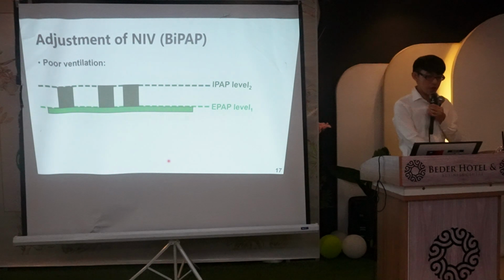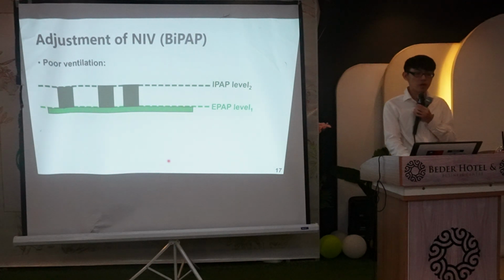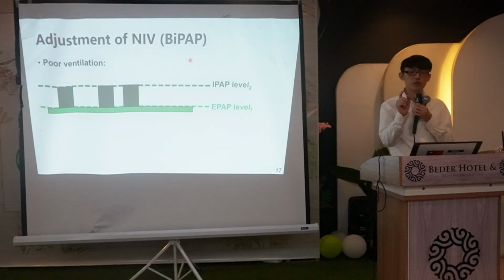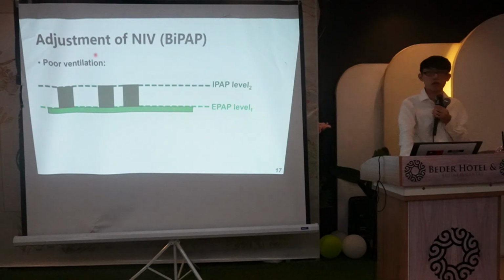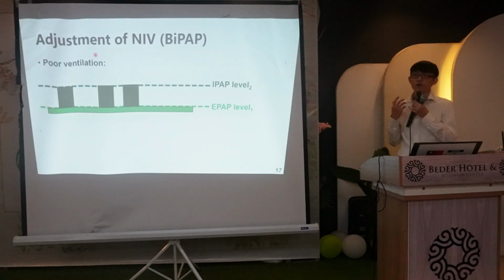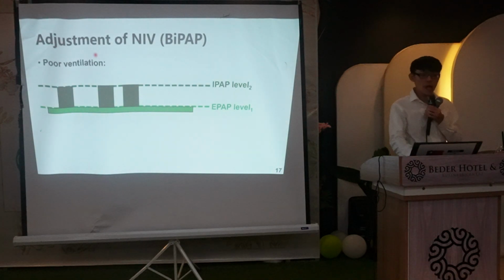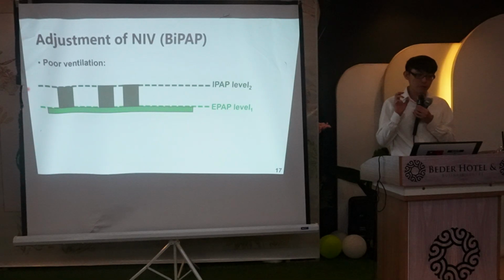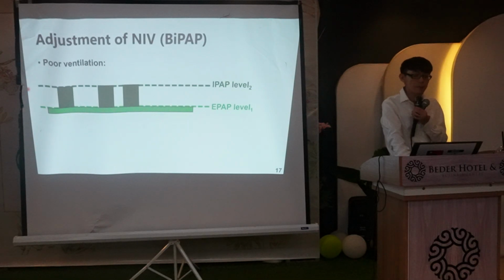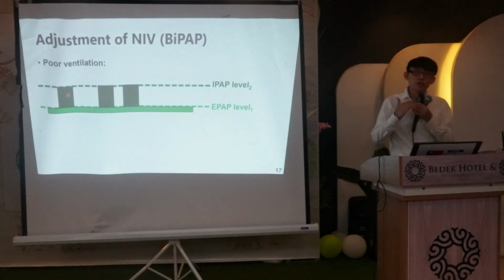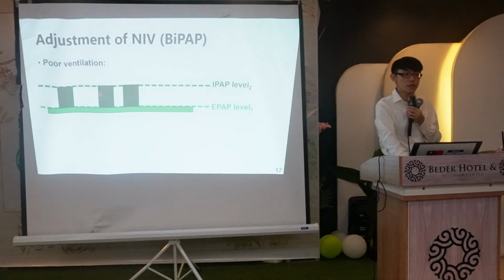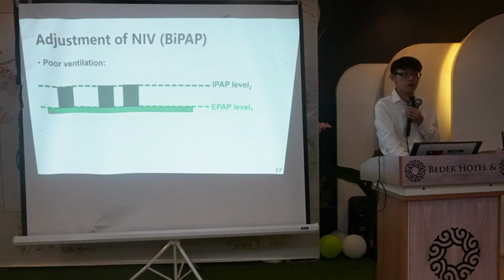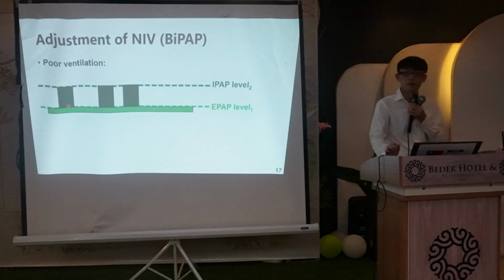The next thing is adjusting the ventilator setting. Imagine that the patient is using BiPAP, but you see that the patient has poor ventilation, CO2 still high. Which parameter will you adjust? I give you a basic concept to remember: if you'd like to wash out carbon dioxide, you need ventilation, right? From the figure, which part is ventilation? Is it the light green color or the dark green color?